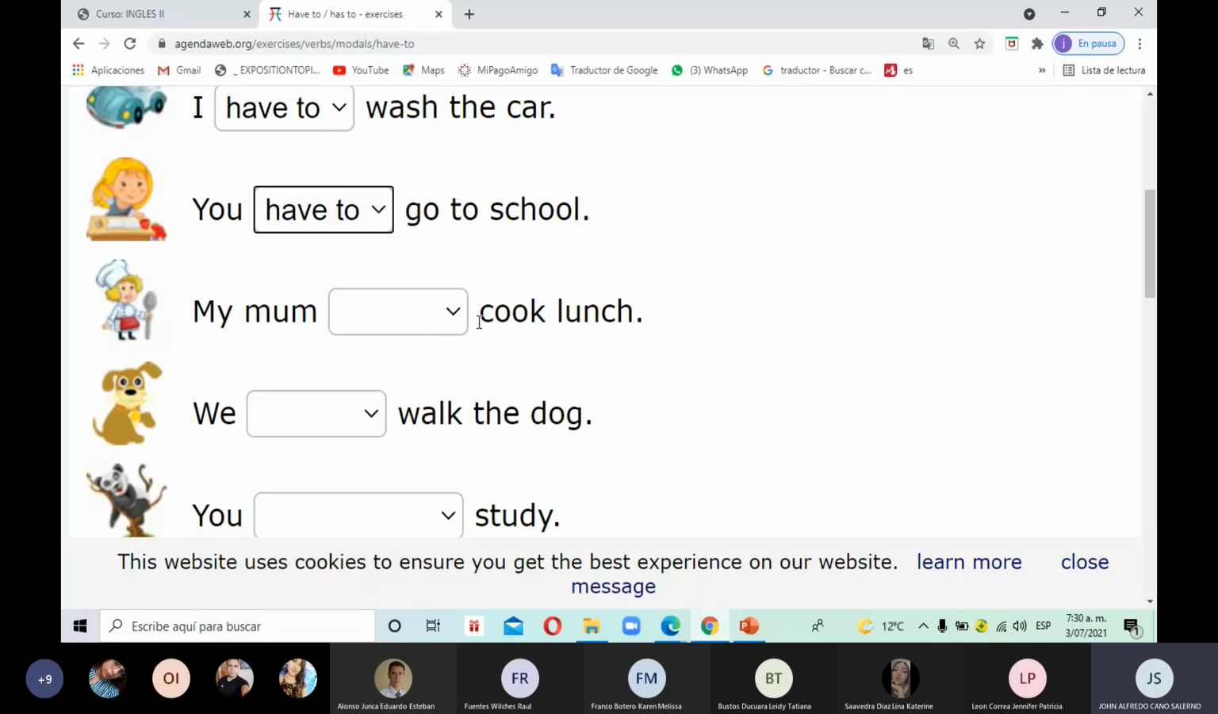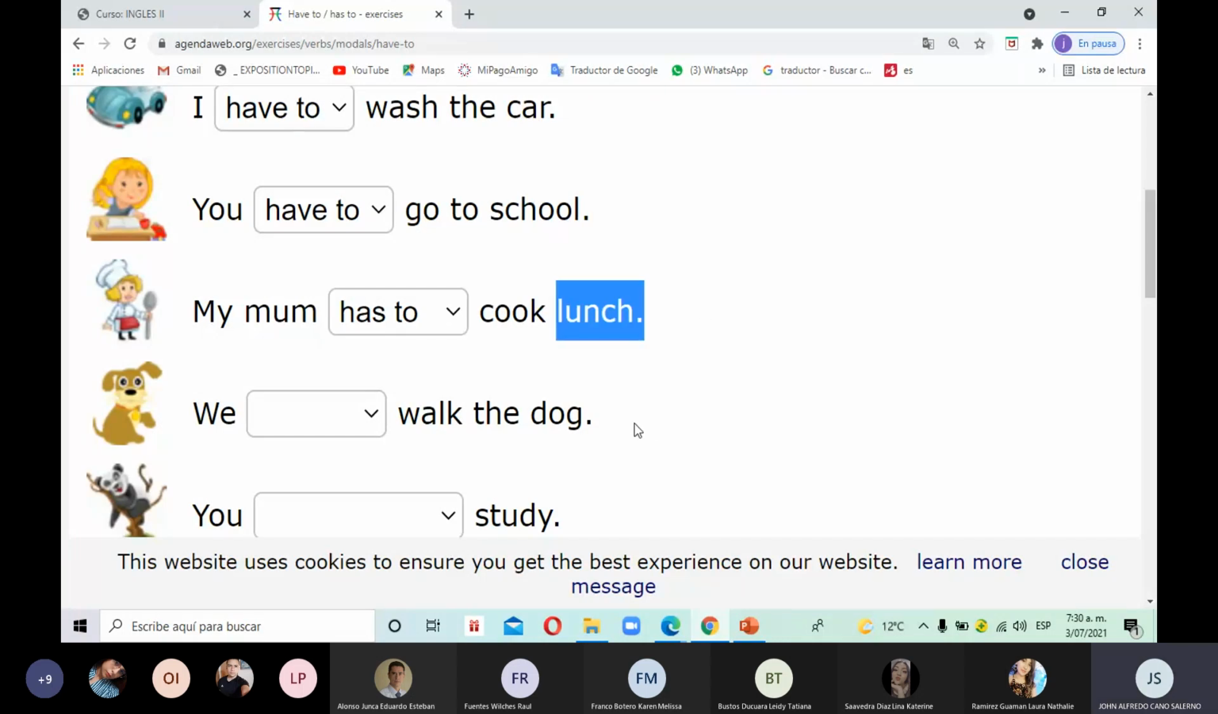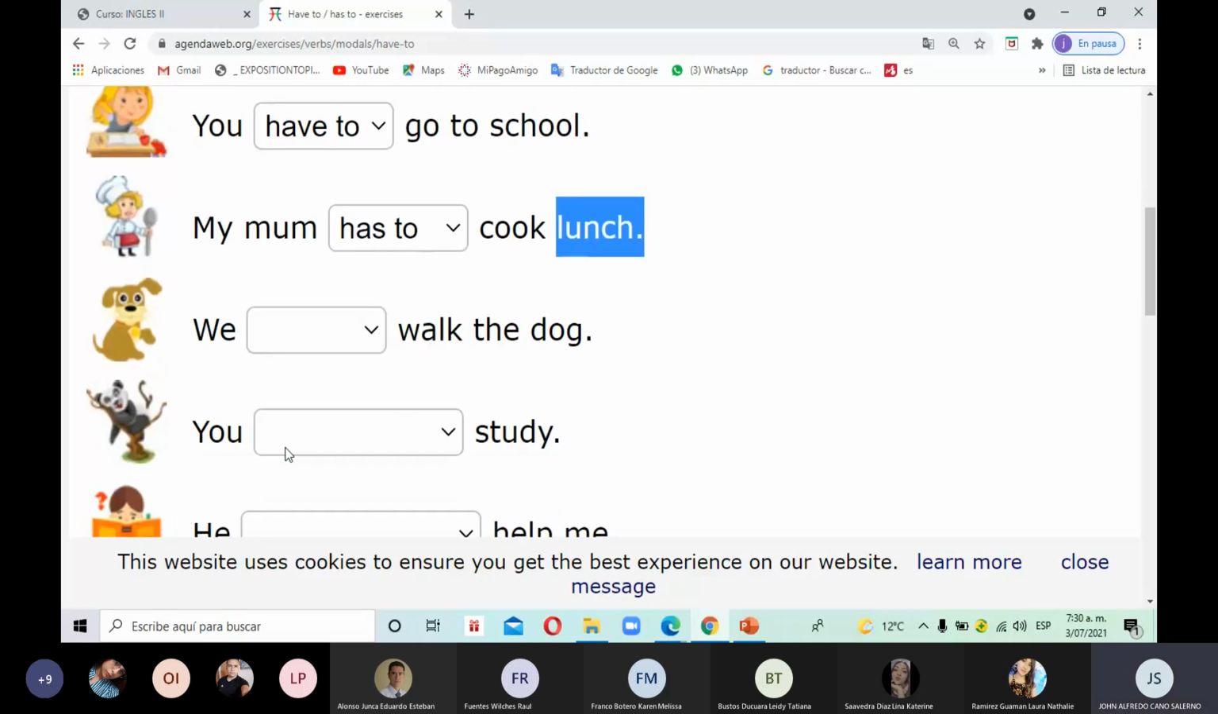What about number three? My mom has to. Yes. My mom has to cook lunch. Remember, lunch es almuerzo, no lonchera. Okay. Next. Has to or have to? We have to walk the dog. Okay, Jose, very good. We have to walk the dog. Next.